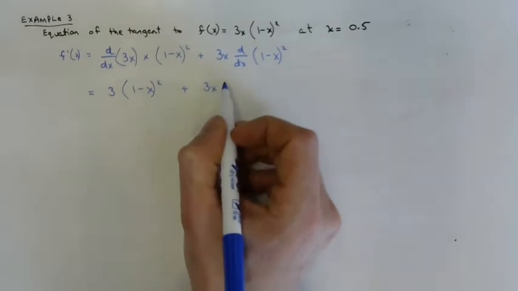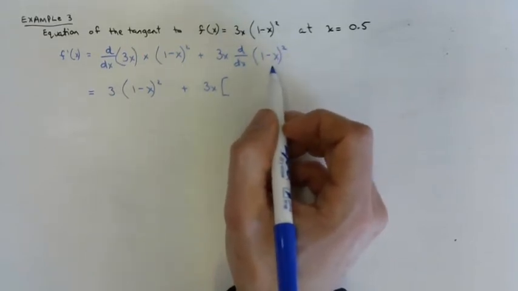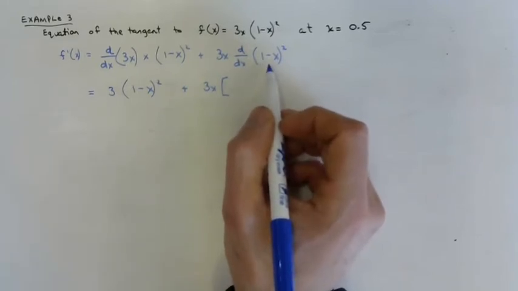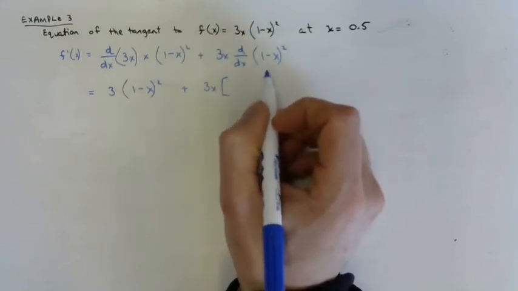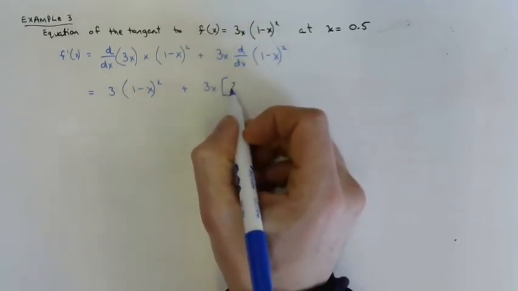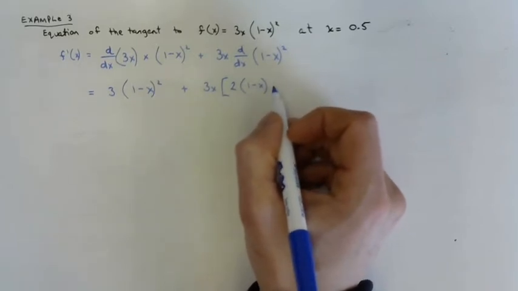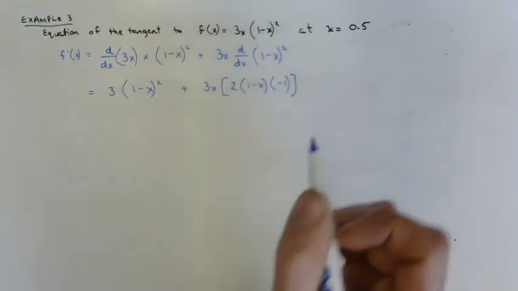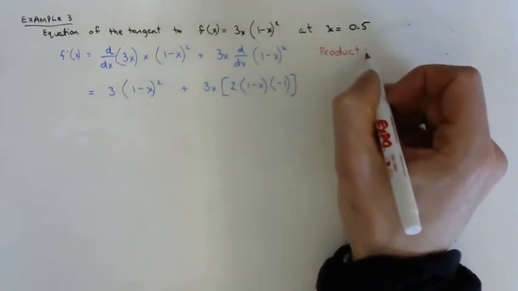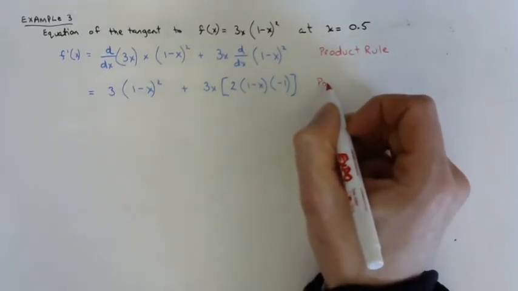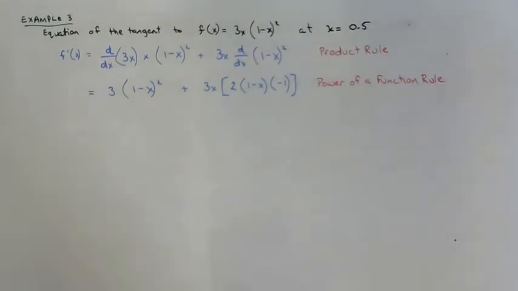Then we have 3x times the derivative of this piece of the function. And here we're going to apply the power rule of the function, which says we take the derivative of the outer function, which is x squared, with respect to the inner function. So we have 2 times 1 minus x, and that's it. The exponent drops by 1, and then we multiply that by the derivative of the inner function, which is negative 1. What did we do? This is the product rule, and this is the power of a function rule, or the chain rule.